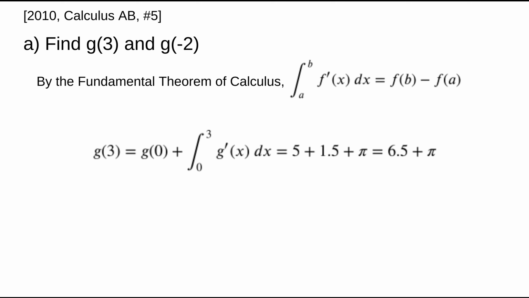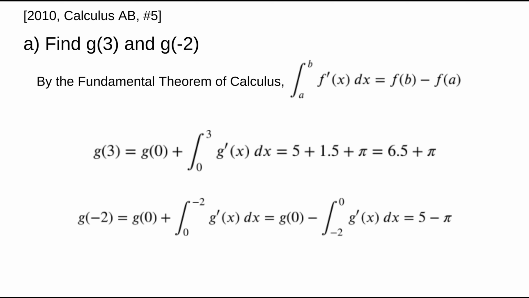G of -2 can be found similarly. This is just going to be g of 0 plus the integral from 0 to -2 of g prime of x dx, which is the same as g of 0 minus the integral from -2 to 0 of g prime of x dx, which, doing more area calculations, is 5 minus pi.